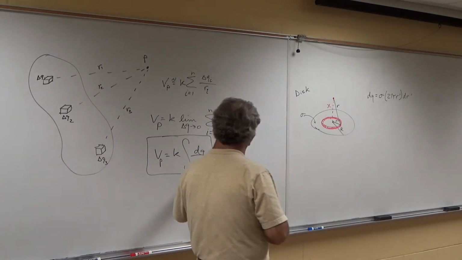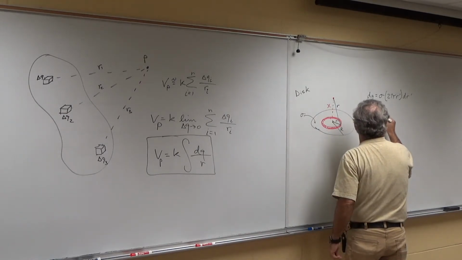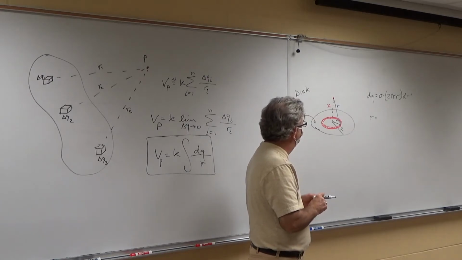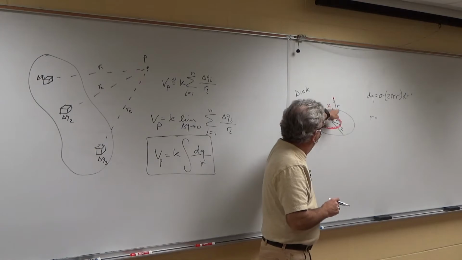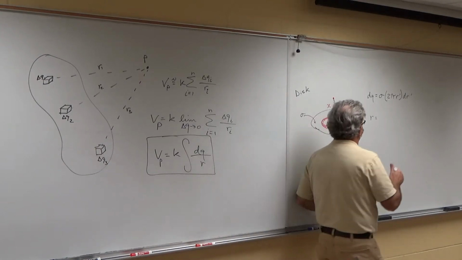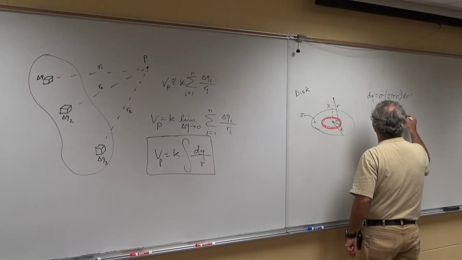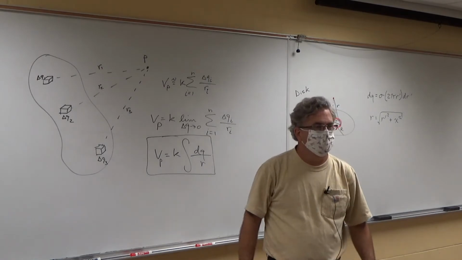Now for R. R is equal to what? Yeah. You have r prime squared plus x squared. X is a constant underneath the radical, right?